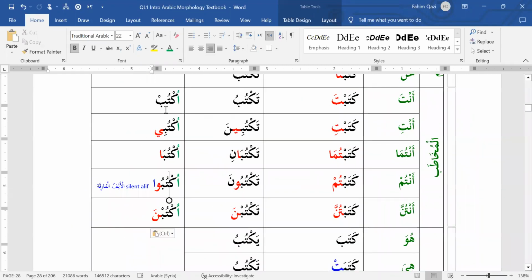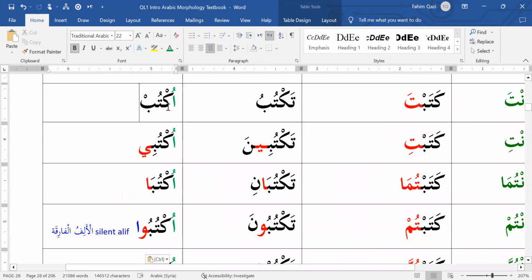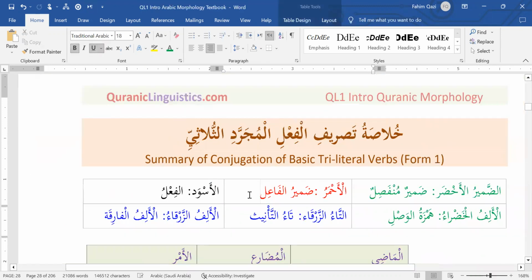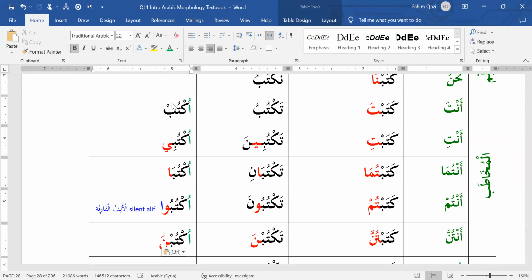And all awamir, all the commands, begin with green alif. For form one, for basic, al-mujarrad al-thulathi. Al-mujarrad al-thulathi is how you say basic triliteral, which is form one. So for form one, all the commands must begin with that green alif, hamzatul wasl. And the norm is that it should have a kasra unless the ayn has a dhamma, in which case it will have a dhamma. And that's what's going on here.